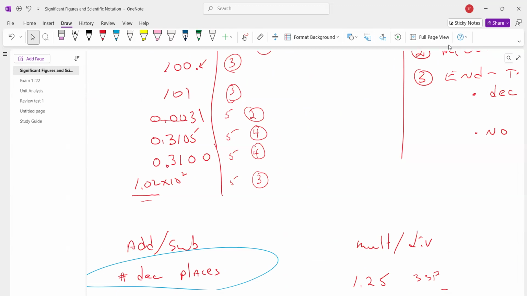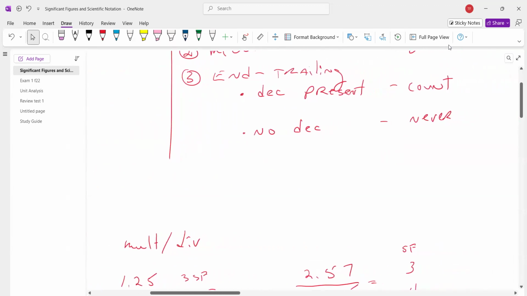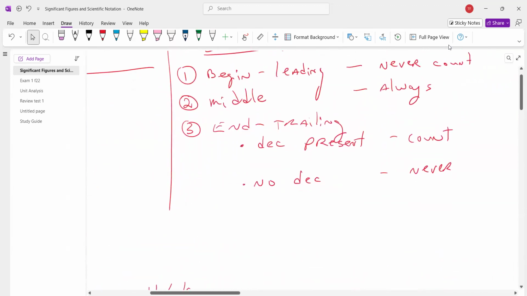Okay, so in dry labs, you'll see the 0 in front. And I want you to get in the habit of doing that. I'm not going to mark off for it, but it's a really good habit to get into. So 3 situations: beginning, middle, end. Beginning, they never count. Middle, they always count. End, it counts only if there's a decimal place.